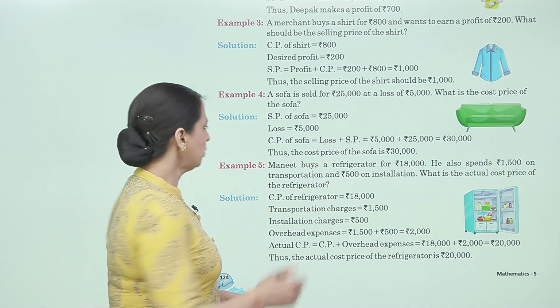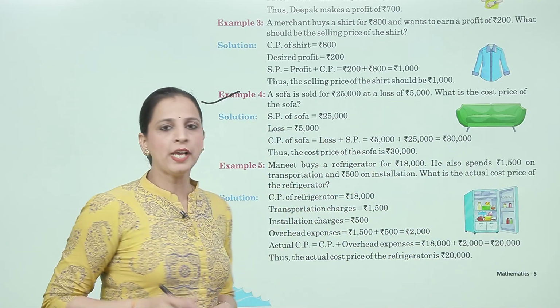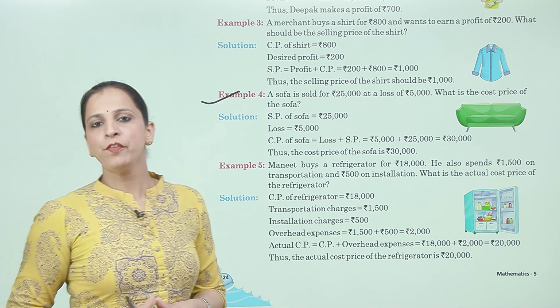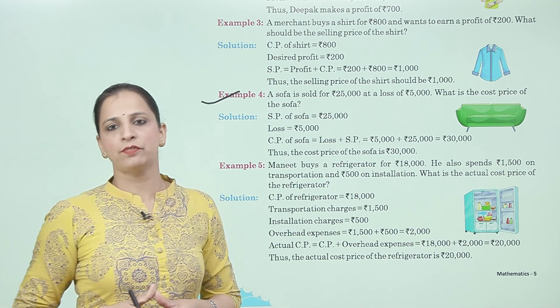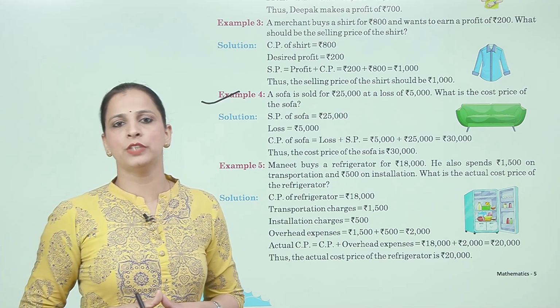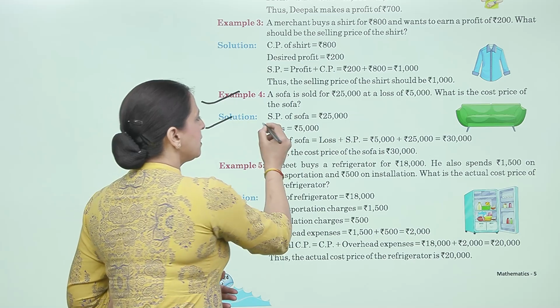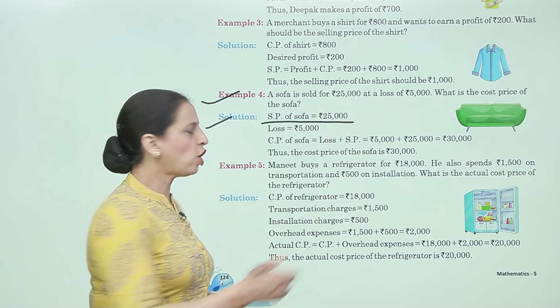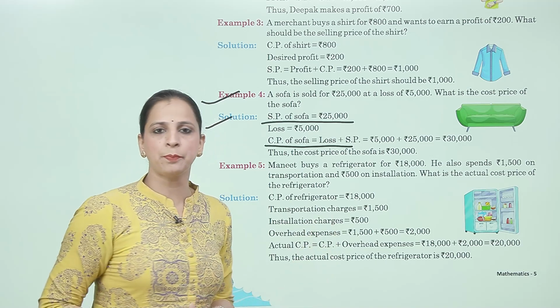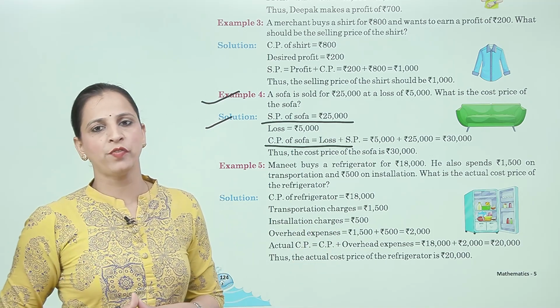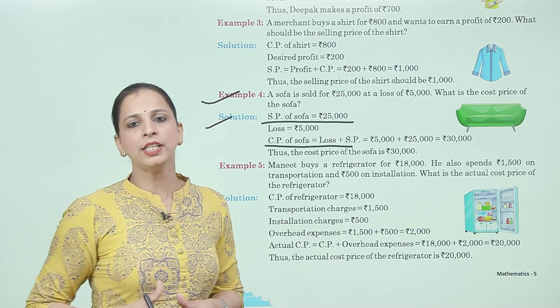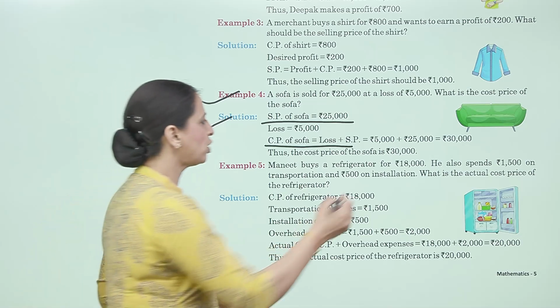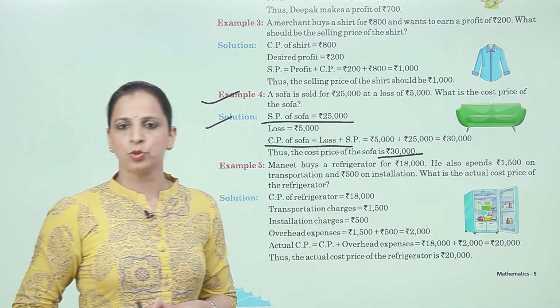Now, example 4. A sofa is sold for rupees 25,000 at a loss of 5,000 rupees. What is the cost price of the sofa? Solution. Selling price of the sofa is 25,000, loss is 5,000, cost price is loss plus selling price, that is 5,000 rupees plus 25,000 rupees, which is equal to 30,000 rupees. Thus, the cost price of the sofa is 30,000 rupees.